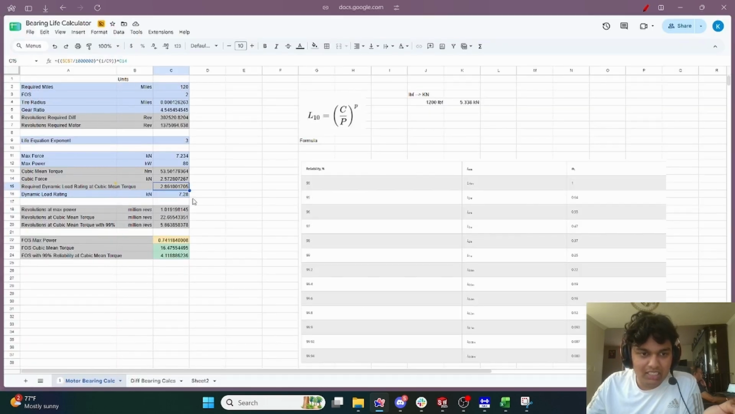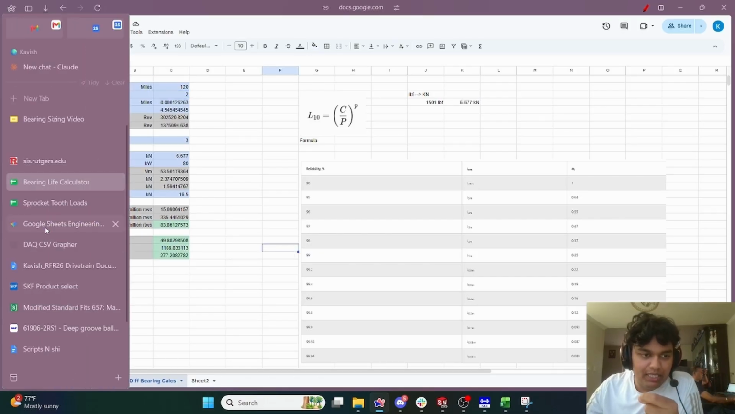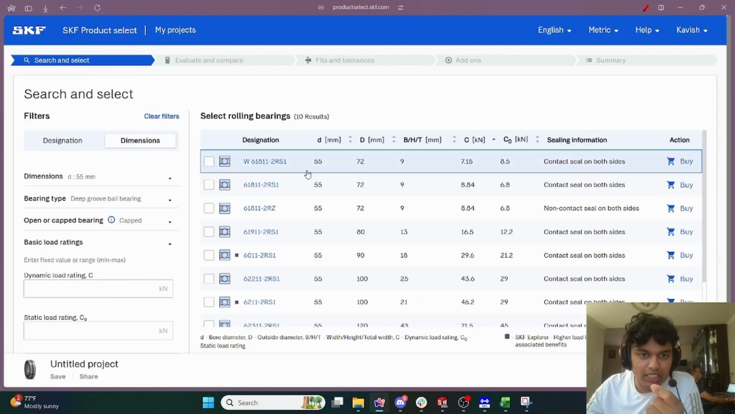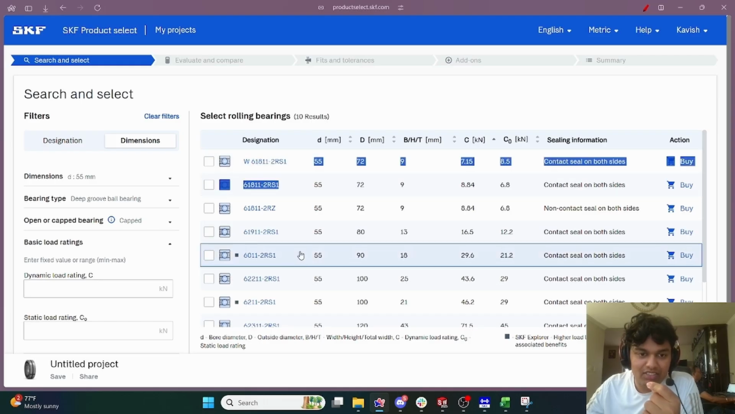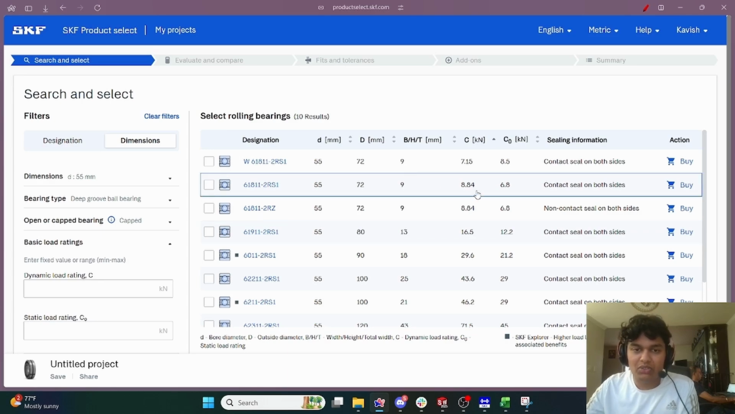And so when I put them into the calculator of a dynamic load rating, and I go 16.5 over here, you can see that our factor of safety, even at max power, assuming that every single revolution happened at max power, is 50. So it's kind of absurd. Maybe in the future we can look into using 61811s instead of 61911s. But for right now, we have plenty of 61911s, and our current priorities aren't in trying to minimize the weight. It's trying to have a reliable car.